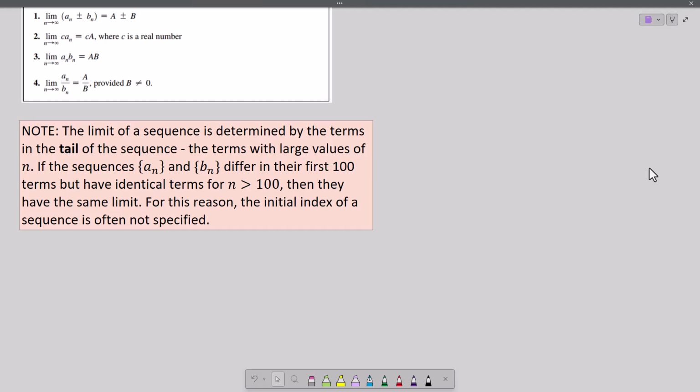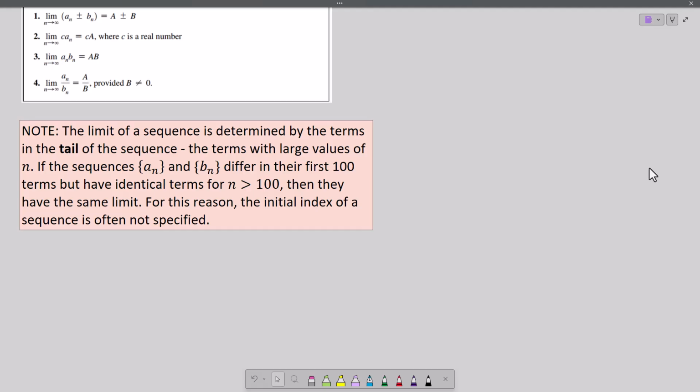And regardless of what happens in the beginning, the tail is what dictates whether the limit exists or does not. So you can have all sorts of craziness in the first 1 million terms, but then if it steadies down and is converging at the end, then it converges. So the leading terms are meaningless when you're talking about the convergence or divergence of a sequence.